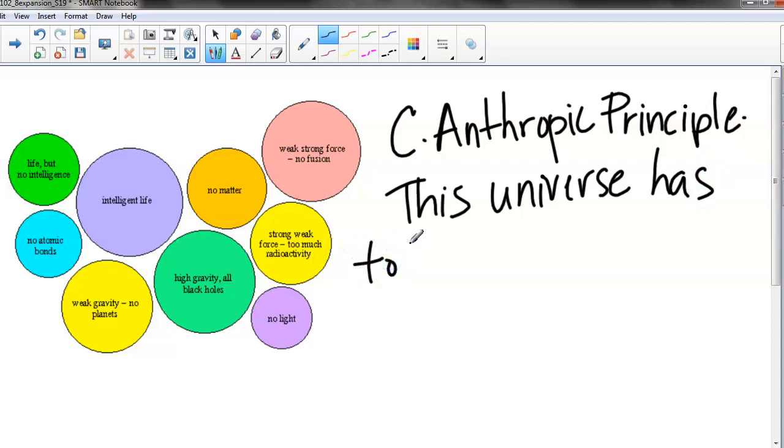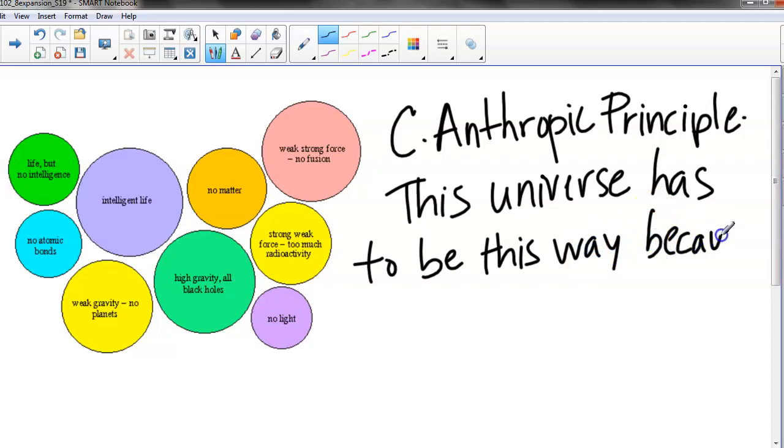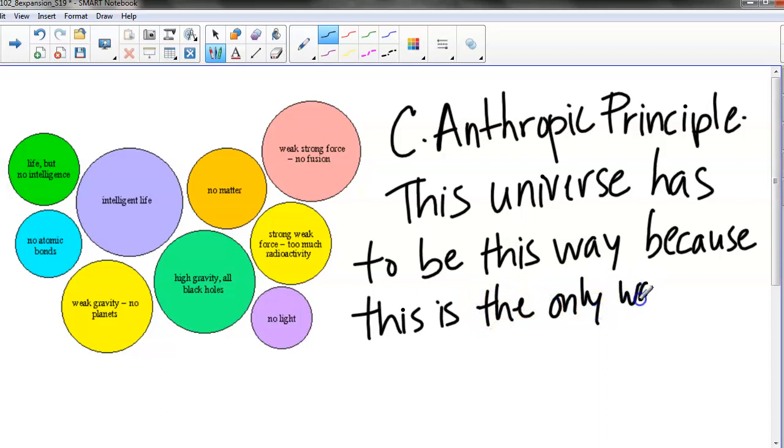This is getting a little philosophical, but we like food for thought sometimes. Our universe has to be this way, because we wouldn't have humans in any of these other universes. Okay, because this is the only way humans could exist.